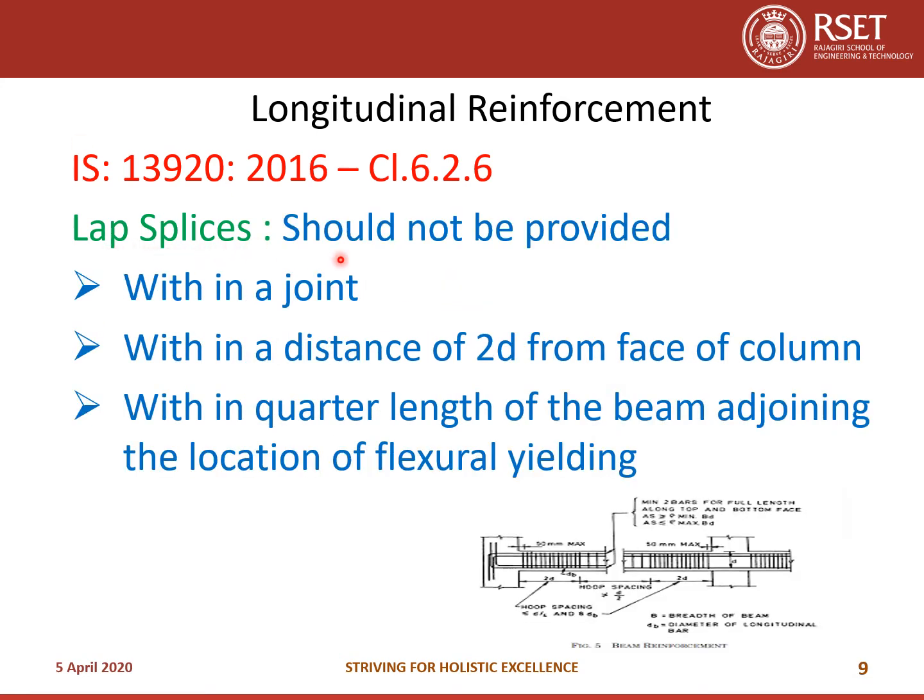Also, the lap splice should not be provided within a joint, within this beam column joint. Lap splice should not be provided in that region, and also within a distance of 2d from the face of the column, where d is the effective depth of the beam. Lap splices should not be provided in this region, 2d from the face of the column. Then lap splices should also not be provided within the quarter length of the beam adjoining the location of flexural yielding, that is at a distance of L/4 from the face of the column.